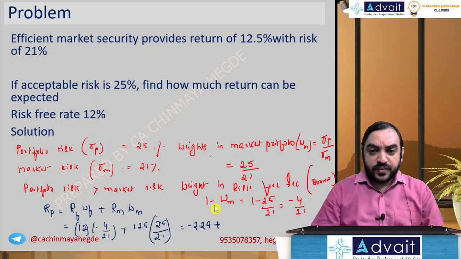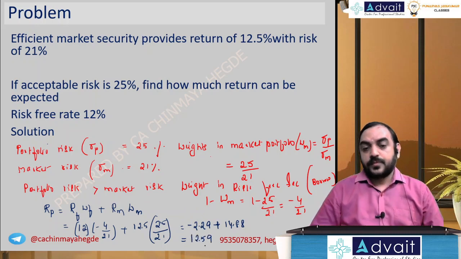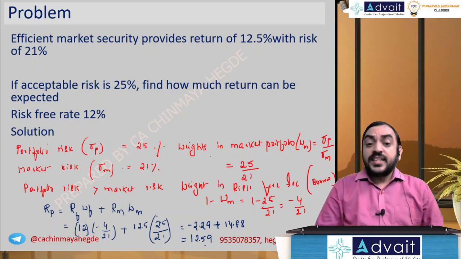12.5 into 25 by 21. 14.89. 88, I think. Okay. 14.88 minus 2.29. 12.59. 12.59. This is using weighted average concept.